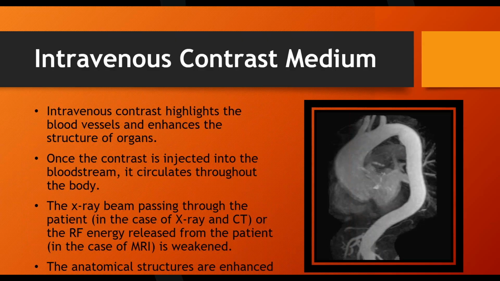So intravenous fluid highlights the blood structure and blood vessels, and enhances the structure of the organ. This right here is an image of the heart, and this is the aorta. Now the aorta is about the thickness of your thumb, whereas your heart is about the size of your fist. So the heart back here is a much thicker, denser body part than the aorta, the main artery that comes off of it.